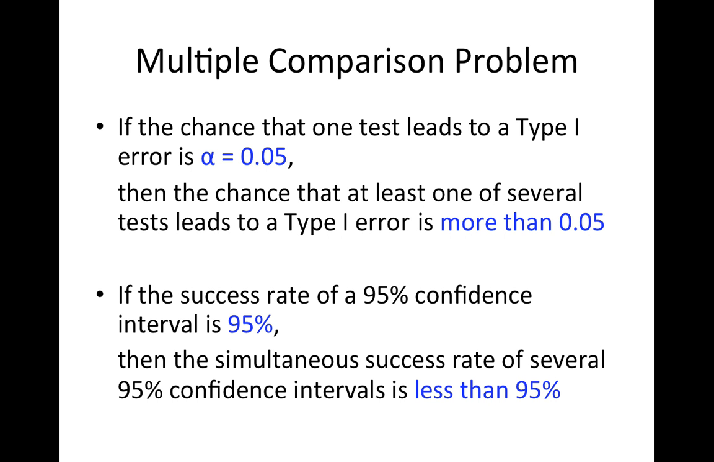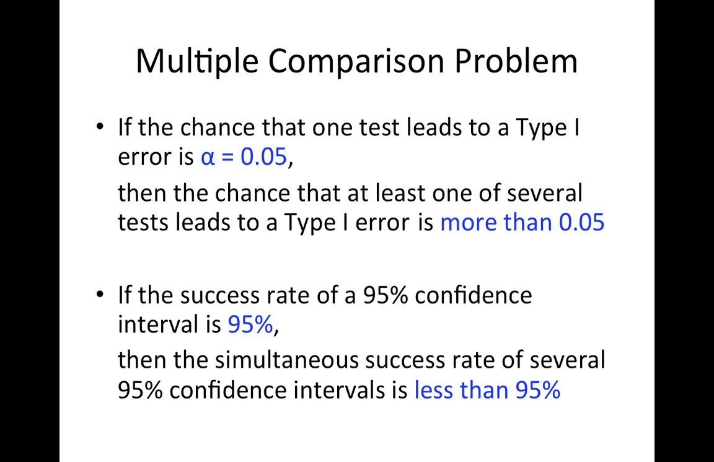Here's the multiple comparison problem. Suppose I conduct one test, and the type 1 error rate of that test is 0.05, and we typically call that alpha. In other words, I've set up my test such that when the null hypothesis is true, there is only a 5% chance I'll accidentally reject that null hypothesis. So the probability I'll make that type of error, that I'll reject the null hypothesis when it's actually true, is 5%. So I'll do one test.